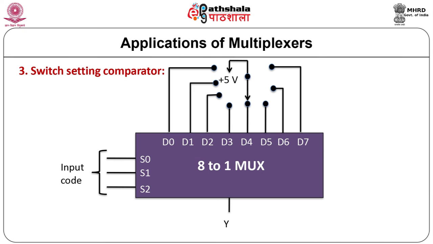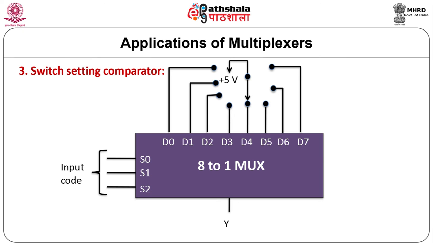Another application of a multiplexer is the switch setting comparator. A 3-bit code is used to represent one of 8 possible switch positions, and an output signal is generated to indicate equality.